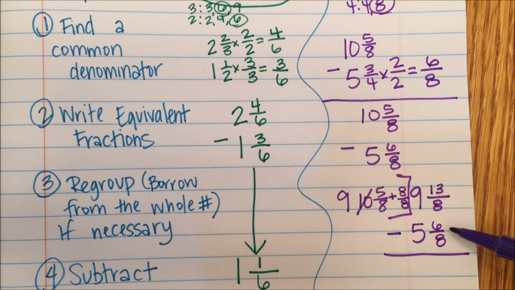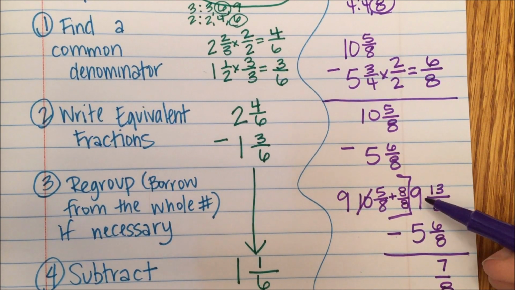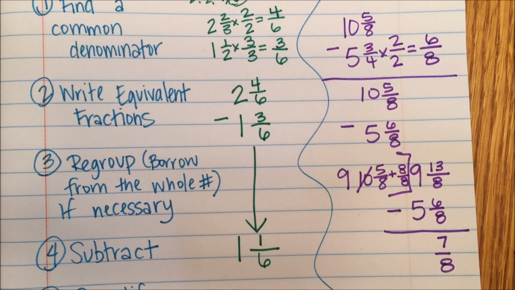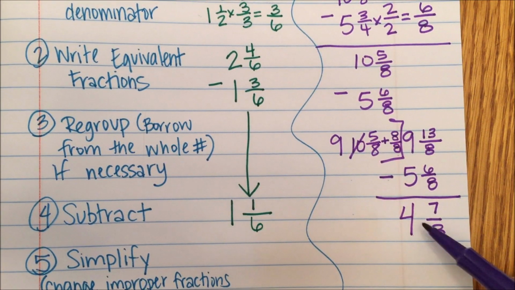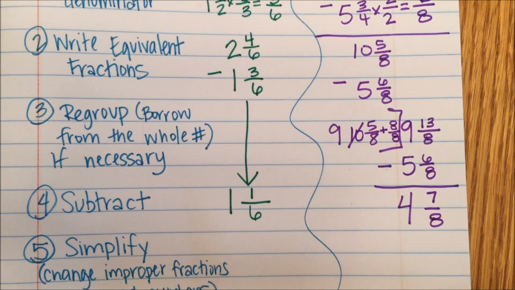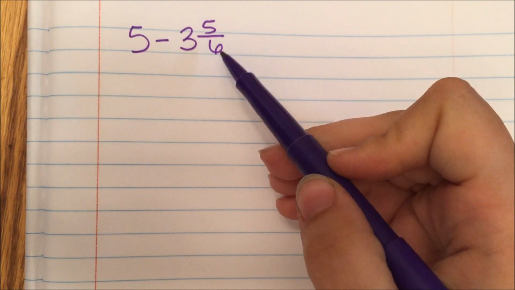Now we can do 13 minus 6, and 13 minus 6 is 7. Our denominator stays the same, and then our whole number is 9 minus 5 is 4. And we can't simplify that any further, so that's 4 and 7/8 as our final answer. If we have a problem where one of the numbers doesn't have a fraction, but the other one does. Here we have 5 minus 3 and 5/6.